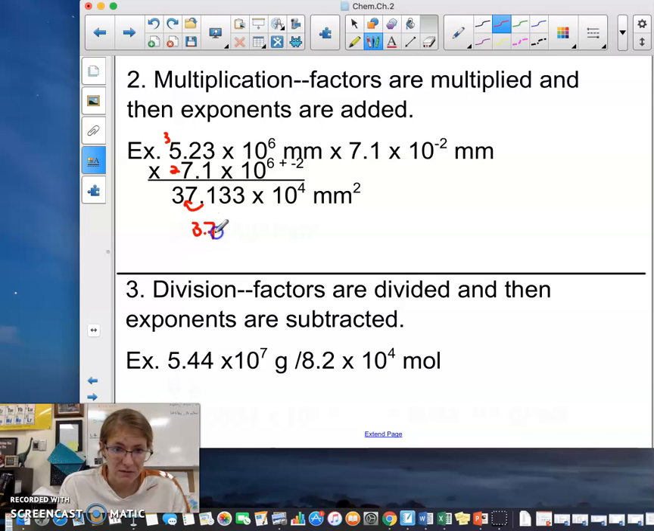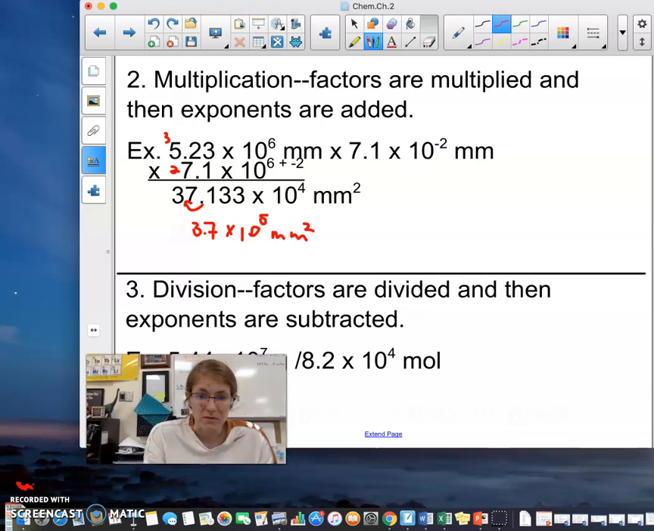There's my 2 significant figures. But because I moved the decimal over this way once, instead of being times 10 to the 4, it's going to be times 10 to the 5, and then millimeters squared. And again, you could punch all of this into your calculator and check to make sure that you're actually right. Division.